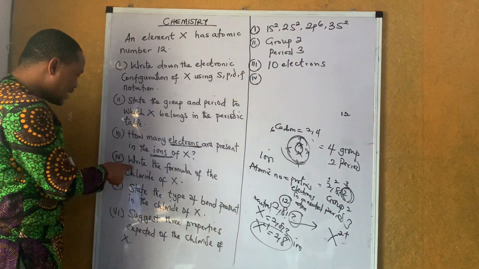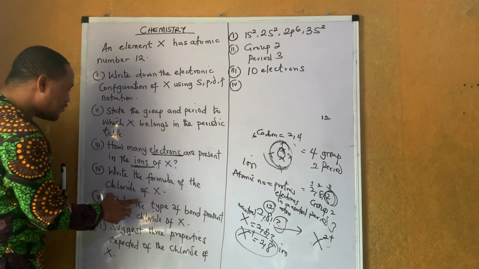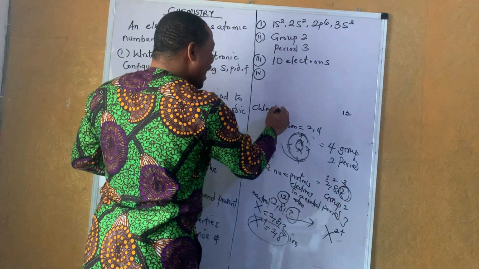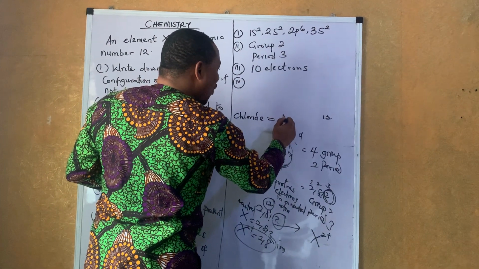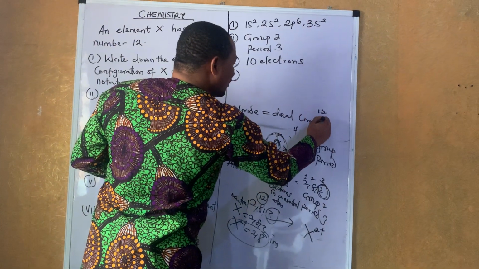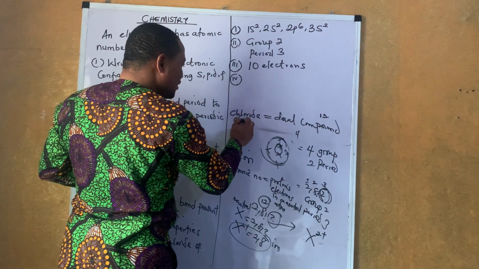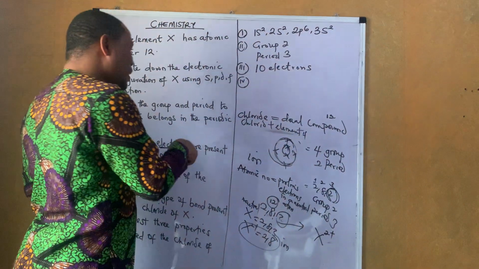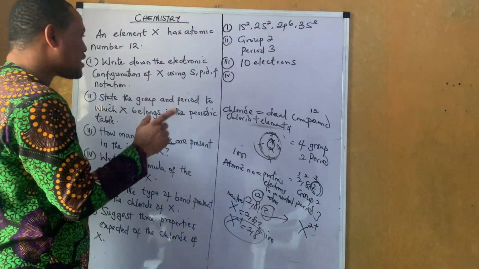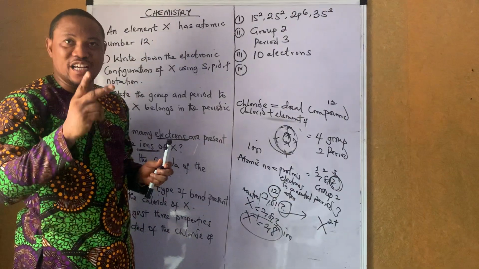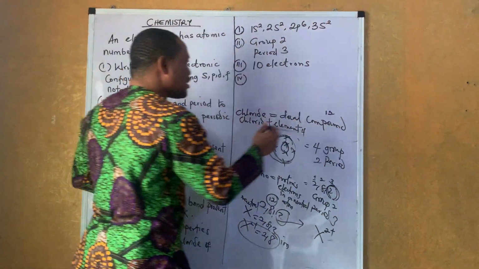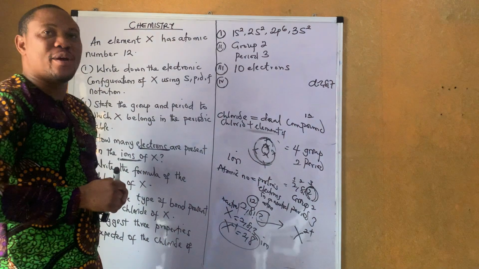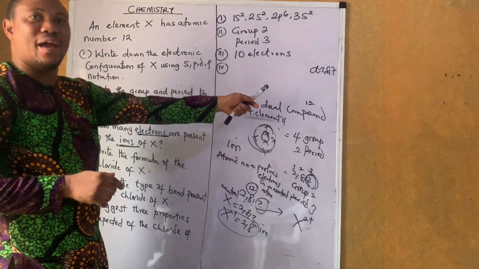Now look at this again. They said write the formula of the chloride of X. From that word, chloride, it is just like a dual compound. Dual compound means you have chlorine plus a particular element. That's the meaning. So how do I get the chloride? First thing, chlorine. Chlorine is what? Is 2, 8, 7. Do you still remember? Chlorine is 2, 8, 7. The atomic number is 17, and that's the KLMN electronic configuration.